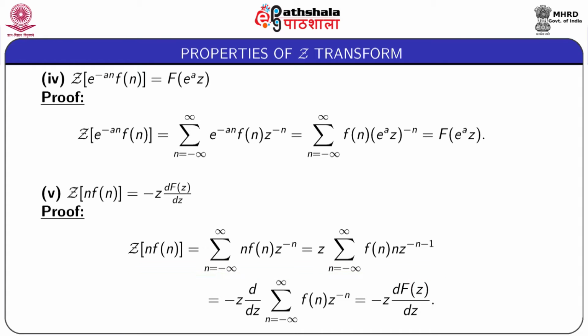This we can write as minus z d/dz of summation n equal to minus infinity to plus infinity f(n) z to the power minus n, and that is equal to minus z dF/dz, because the summation is the Z transform of small f(n), which is denoted by capital F(z).